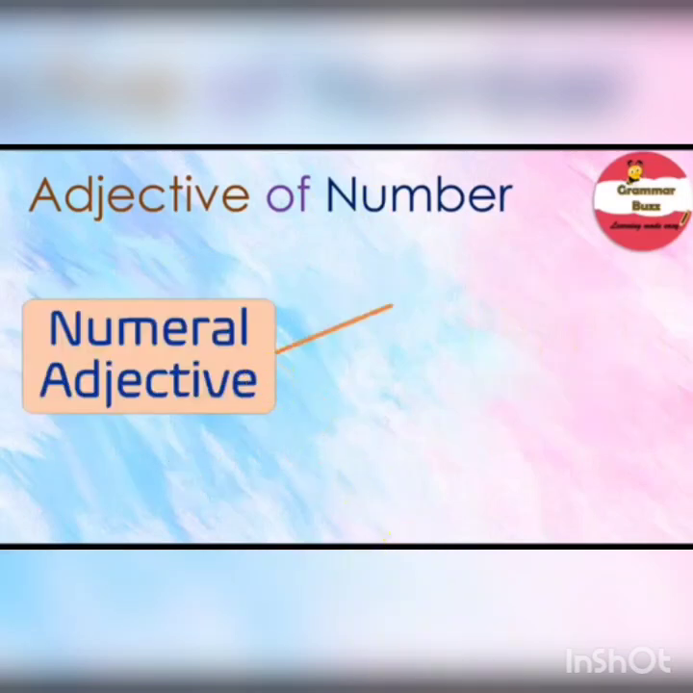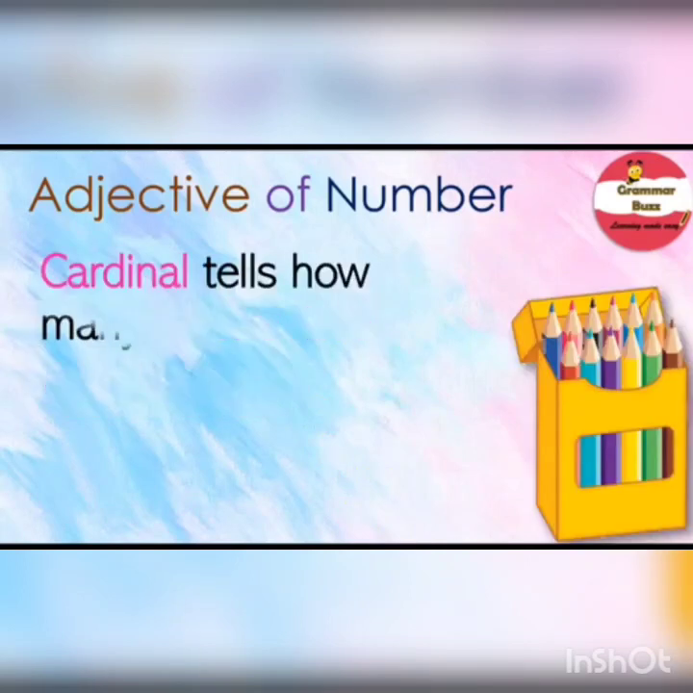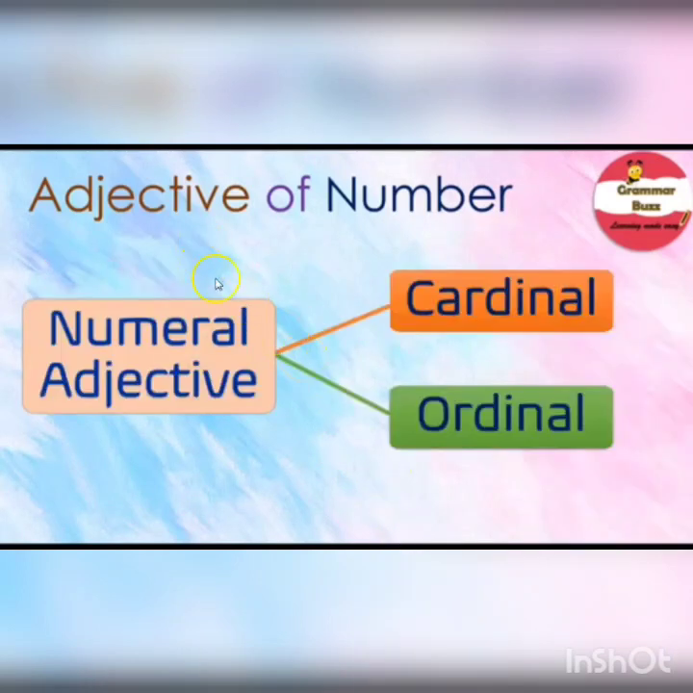See here, adjective of number is also called numeral adjective. We have two types, cardinals and ordinals. Okay, in numeral adjective what do we have? Cardinal and ordinal. Now what is cardinal? The numbers that you write, 1, 2, 3, 4 are cardinals. And ordinals, what are ordinals? You have done this in your mathematics. First, second, third, fourth, fifth, those are called ordinals.